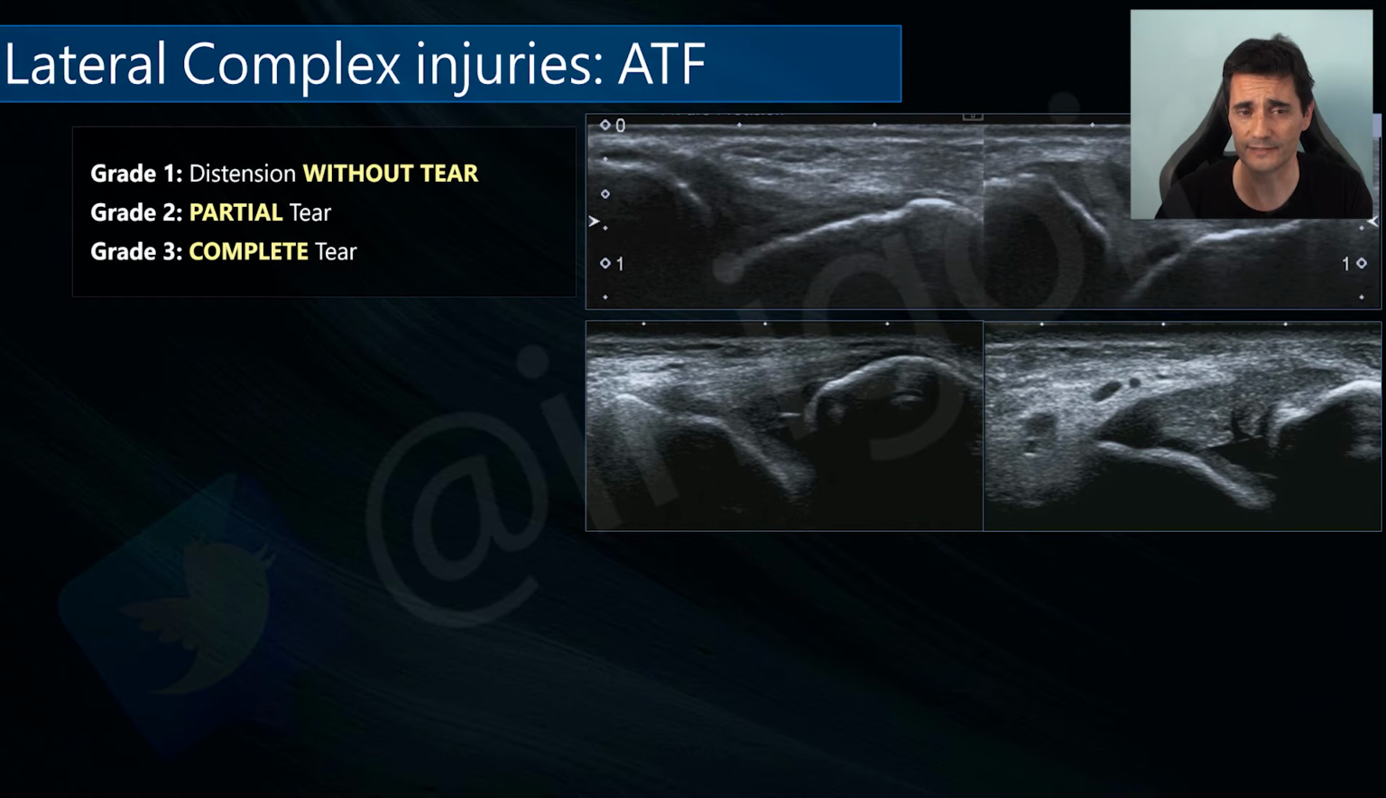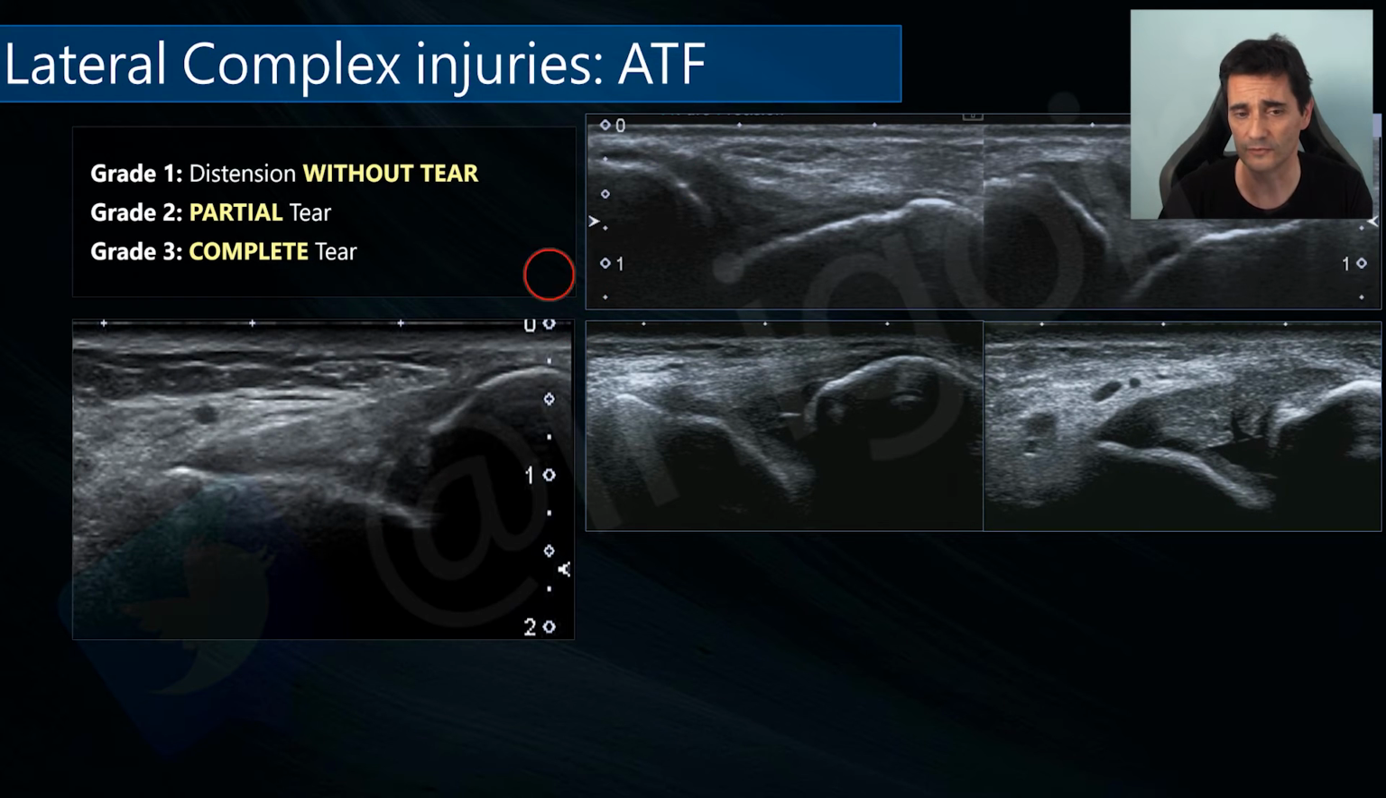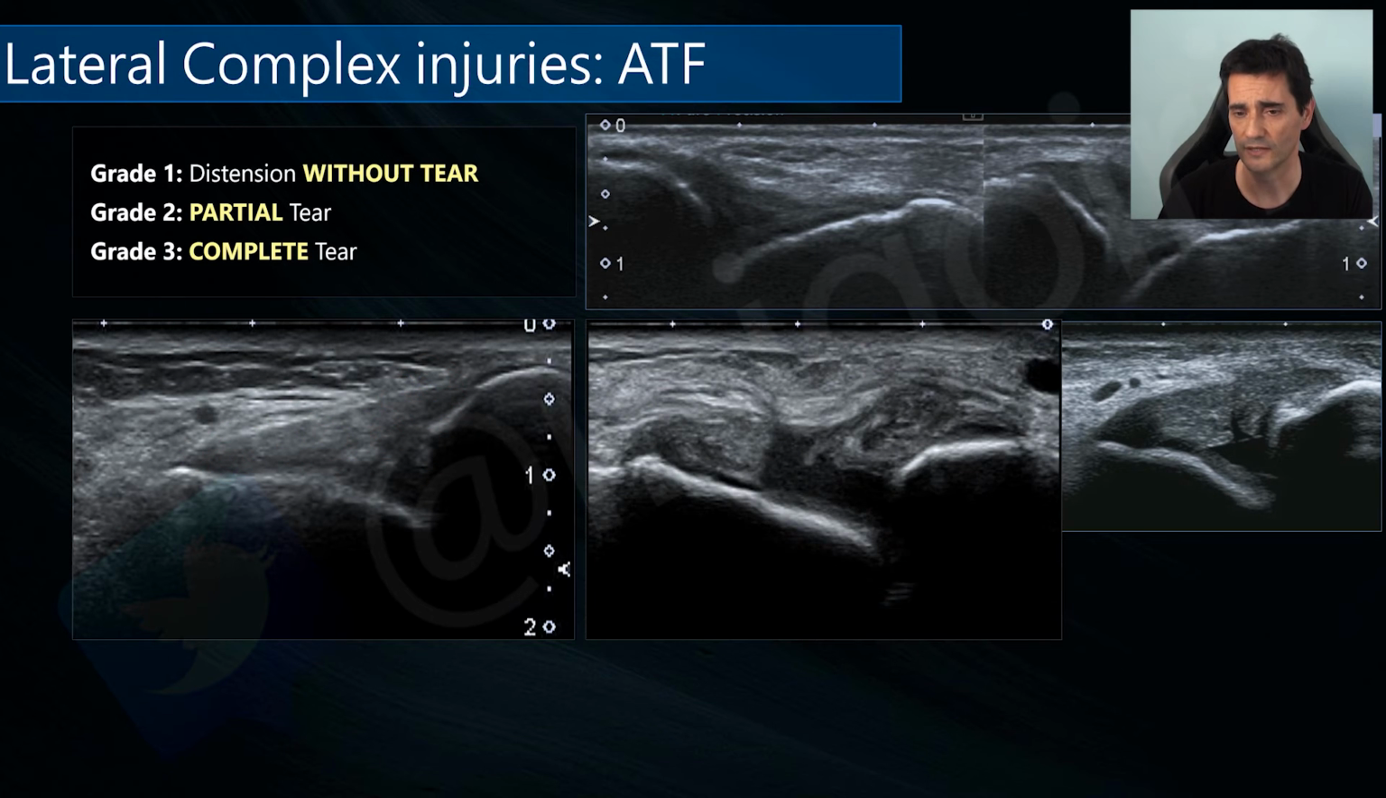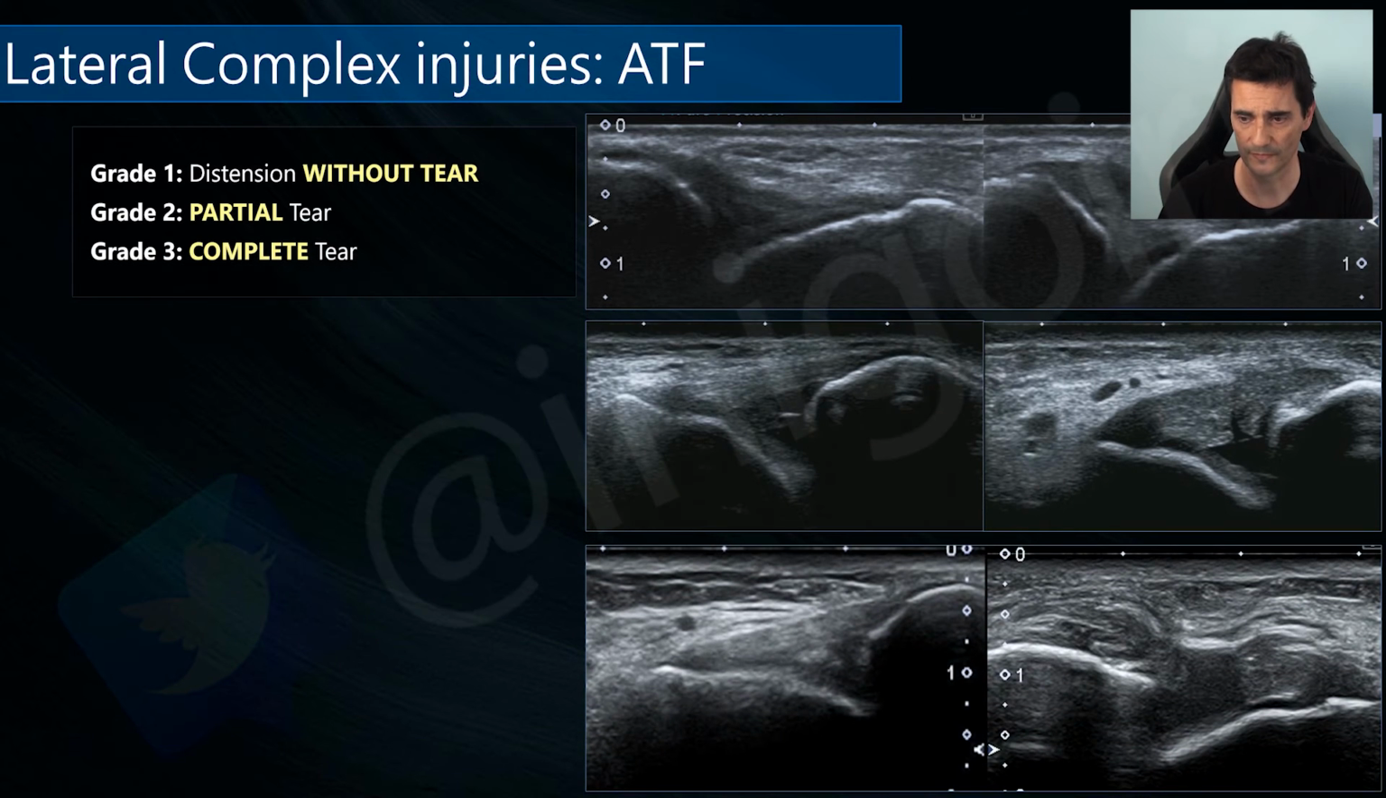The third type is the complete tear. This is again the normal side with the fibular pattern, and in the affected side, this complete tear with these stumps of the ligament and an anechoic image, which is the synovial liquid between these two edges, the two stumps. Okay. Again, this is an acute image. We are seeing here a very acute sprain. Okay, these are the three possibilities of the ligaments: distension without tear, partial tear, and complete tear.